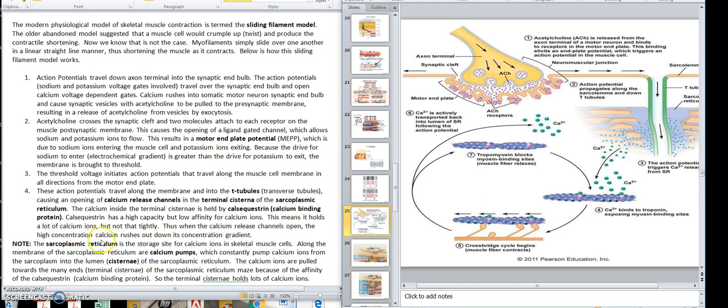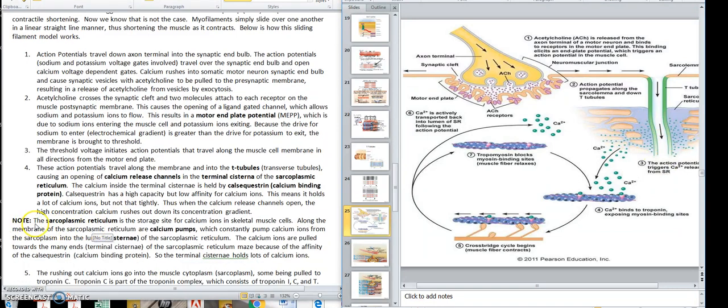the high concentration of calcium rushes out down its concentration gradient, and it's going to rush into the muscle cell cytoplasm, and that is also called the sarcoplasm. Remember sarcoplasm? Okay, sarco for muscle. Note, the sarcoplasmic reticulum is a storage site for calcium ions in skeletal muscle cells. Along the membrane of the sarcoplasmic reticulum are calcium pumps. And see, these calcium pumps constantly pump calcium ions from the sarcoplasm into the lumen, which is also called the cisternae of the sarcoplasmic reticulum.